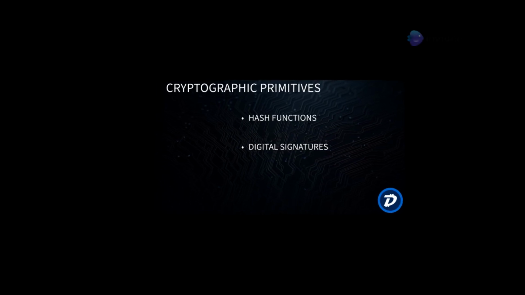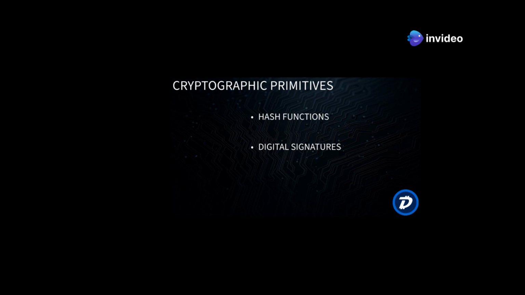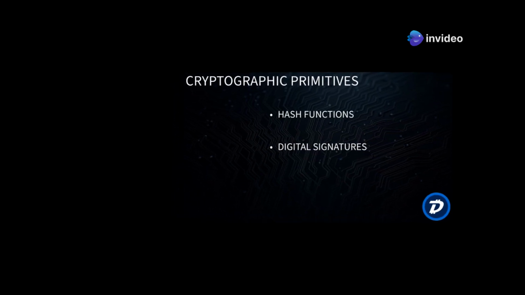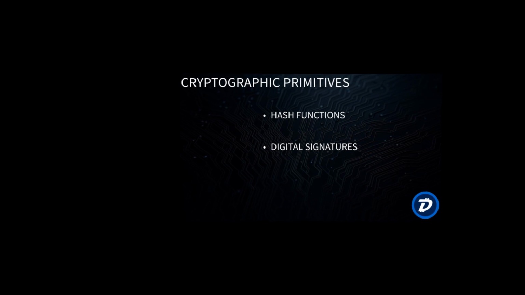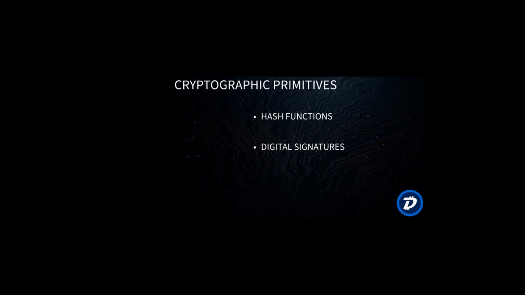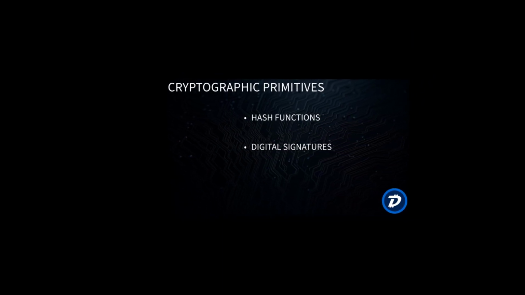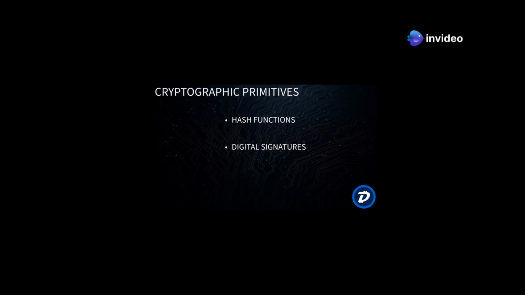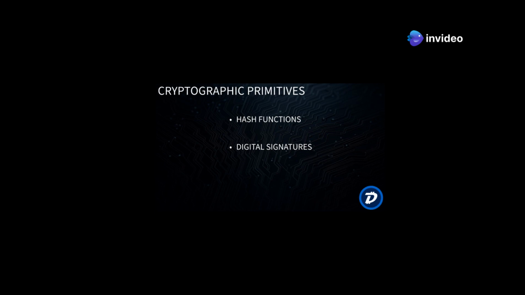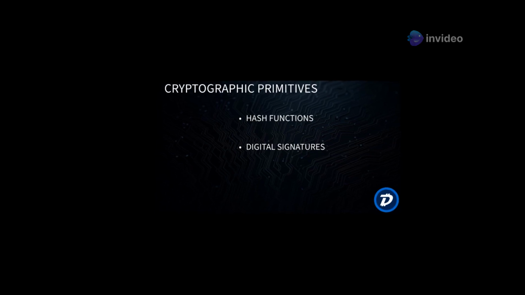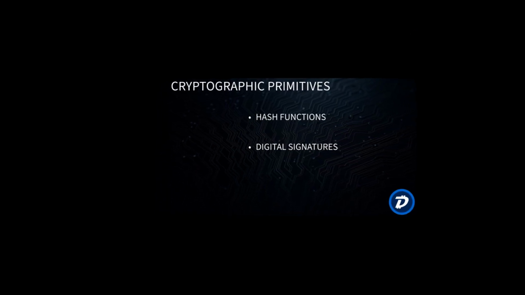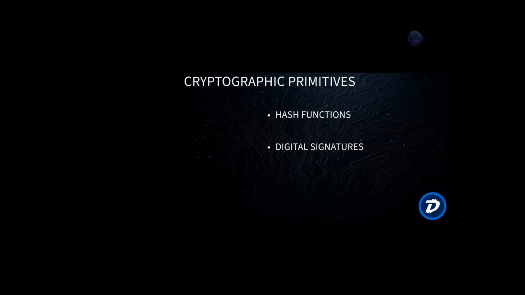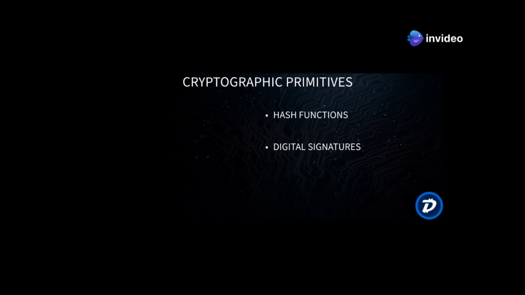In the DigiByte blockchain, cryptographic primitives are essential for maintaining the security and integrity of the network. Two key components are hash functions and digital signatures. Hash functions create a secure and tamper-proof chain of blocks, linking each block to its predecessor through an ongoing chain of hash-based proof of work. This ensures that any attempt to alter a transaction would require redoing the proof of work for that block and all subsequent blocks, making tampering computationally impractical.